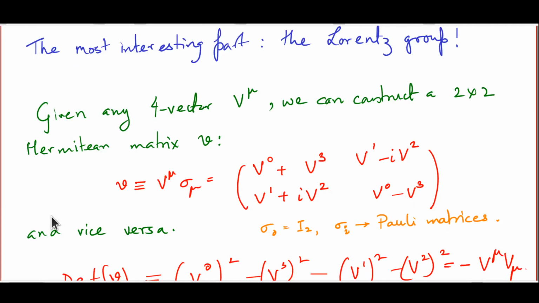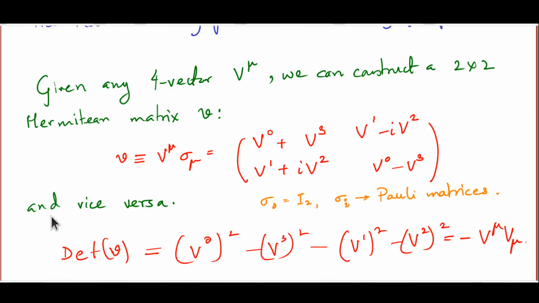Now, what we will do is take a look at a few properties of this matrix. One of them, a rather obvious one, is that the determinant of small v happens to be something which is very familiar to all of us from special theory of relativity. It's nothing but (V^0)² − (V^3)² − (V^1)² − (V^2)². In other words, it is the negative of the norm squared of the 4-vector, minus V^μ V_μ.